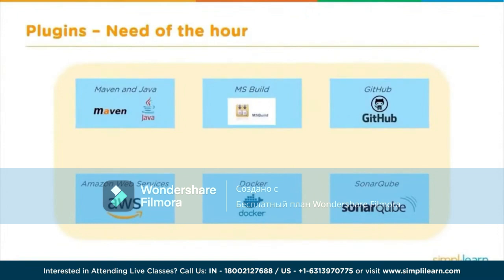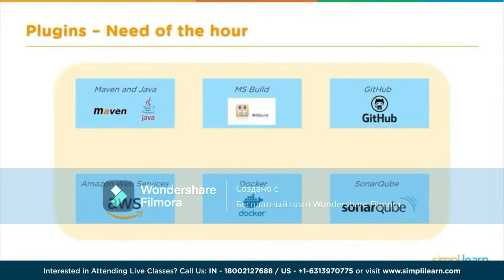If you want to build a repository which has Java and Maven, you would need to install Maven and JDK on your Jenkins instance. If you're looking for a .NET build or a Microsoft build, you would need MS Build installed on your Jenkins instance, and the plugins that will trigger MS Build. If you want to listen to server-side webhooks from GitHub, you would need GitHub specific plugins.